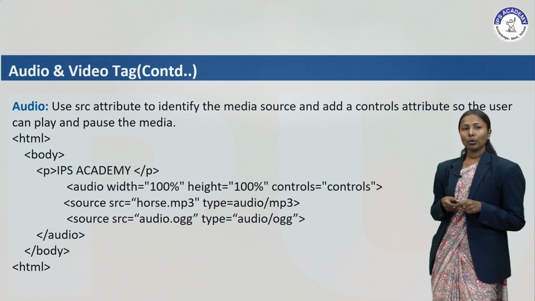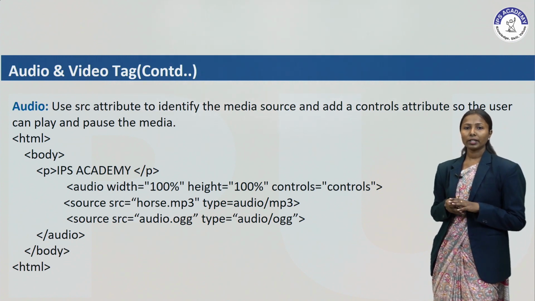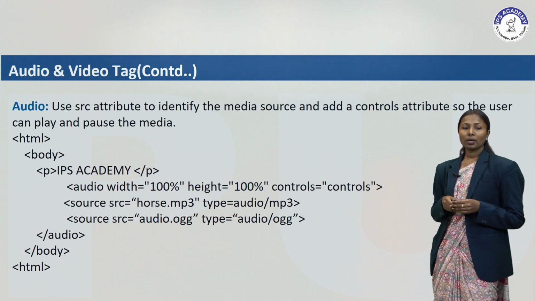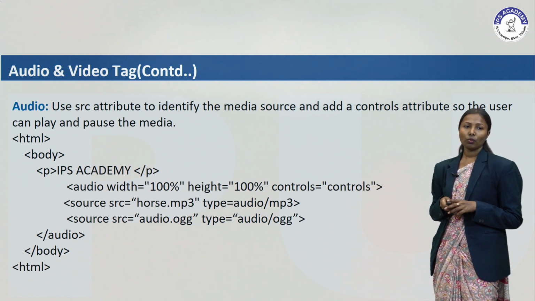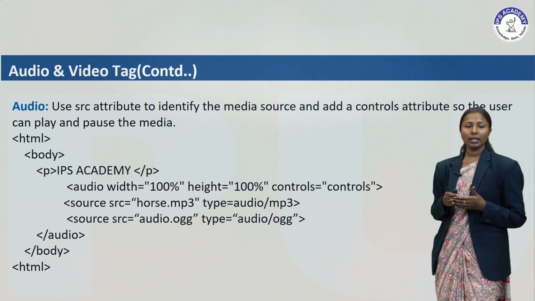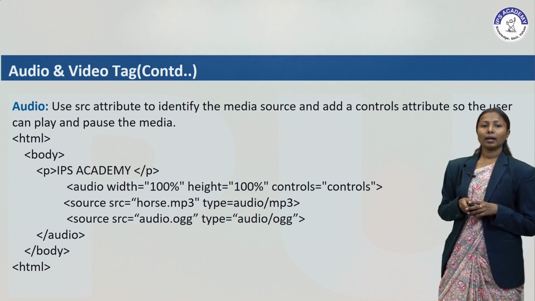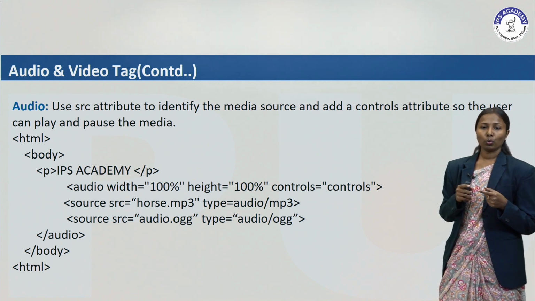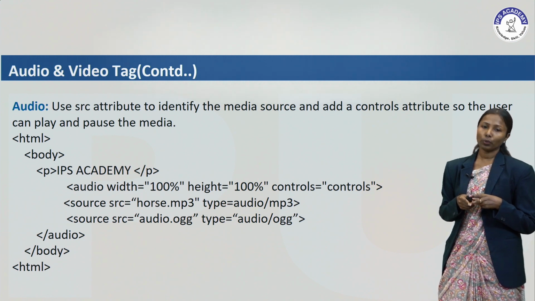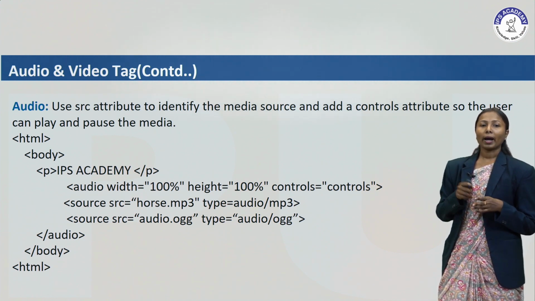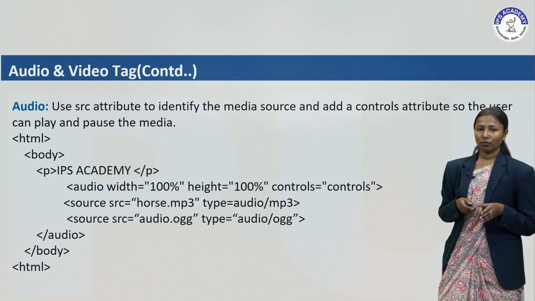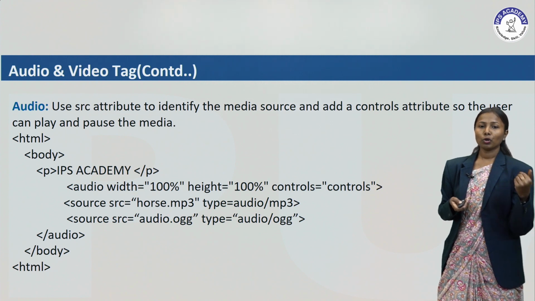Now, for audio, use the SRC attribute to identify the media source and add a controls attribute so the user can play and pause the media. For that, HTML provides you the audio tag. So first of all, you have to write HTML, body, P paragraph, and inside that I am writing the audio tag. Okay, and I am passing two attributes, one is height and another one is width, and after that controls. So height I specify 100%, width I also specify 100%, and one more attribute I am passing here, controls.